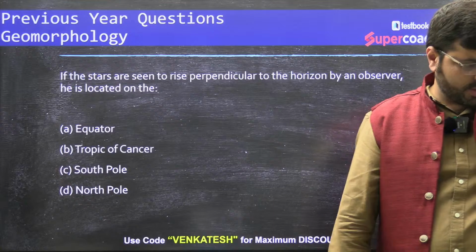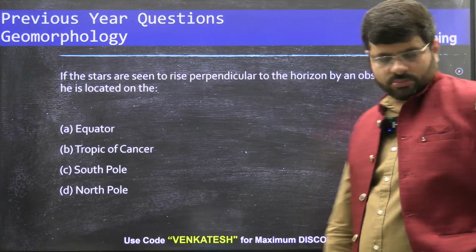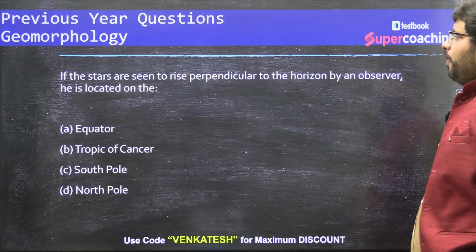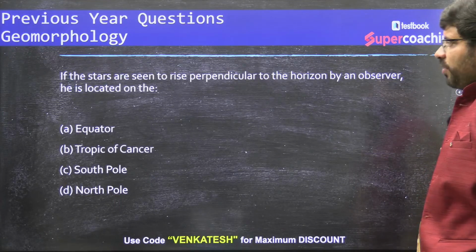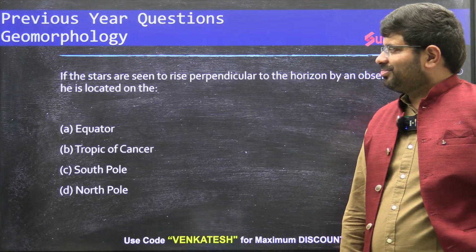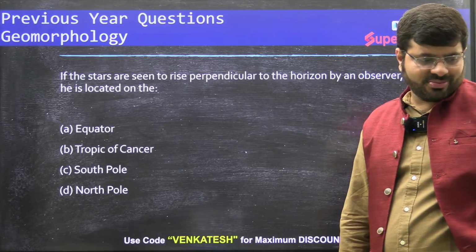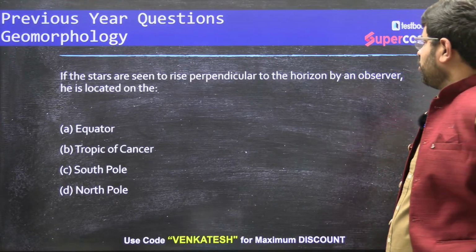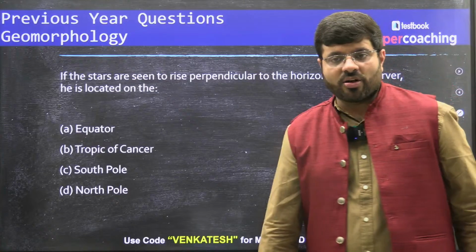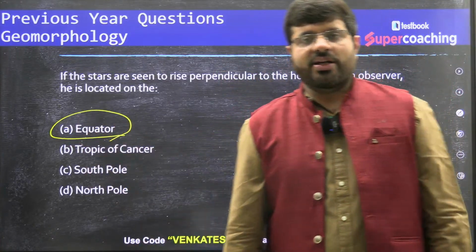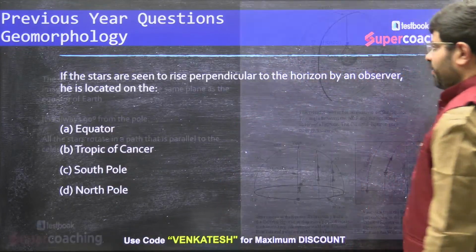Try to answer this. If the stars are seen perpendicular to the horizon by an observer, he is located on... Very interesting question, no? If you see a star perpendicular to the horizon by an observer, he is located on the equator. He is located on the equator. How? Let me explain.